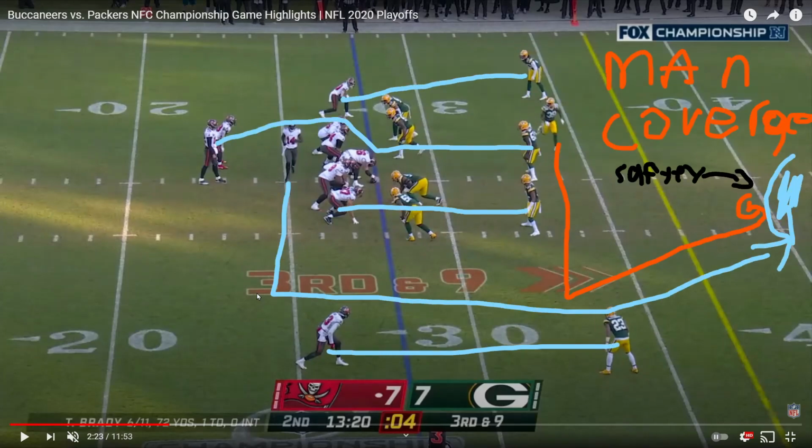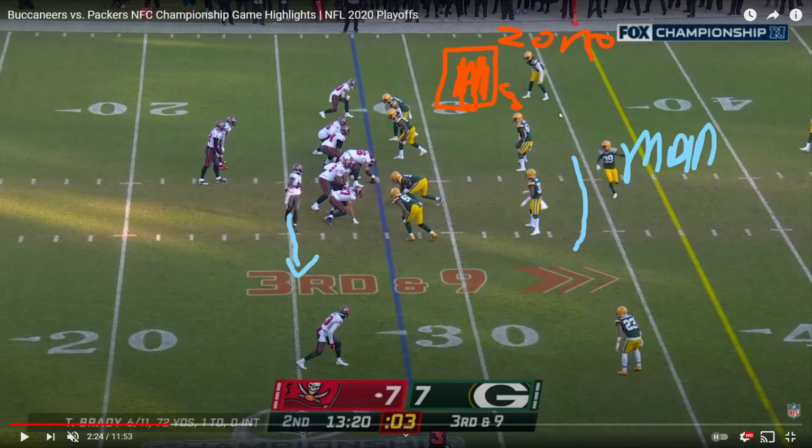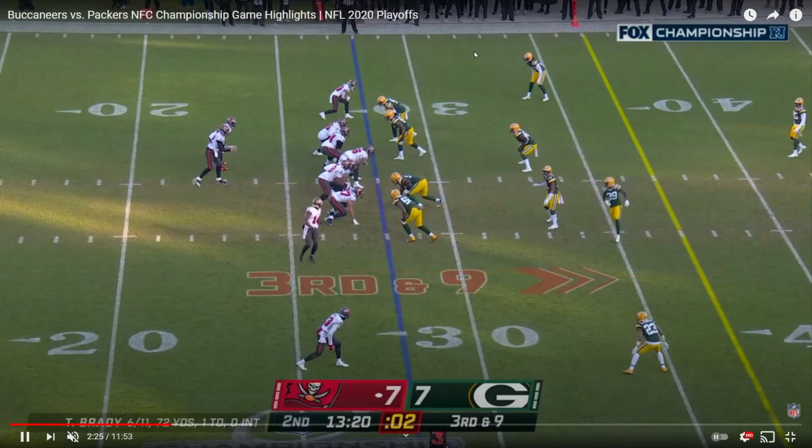So, 3rd and 9. This time, we're looking at this Evans and, again, Sullivan. So, coming across, because he's running across, we know it's man coverage, because traditionally in zone, he would have something on this side of the field.